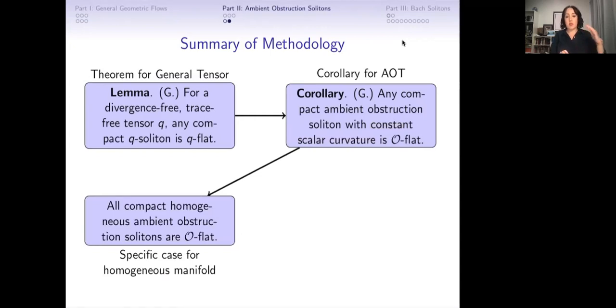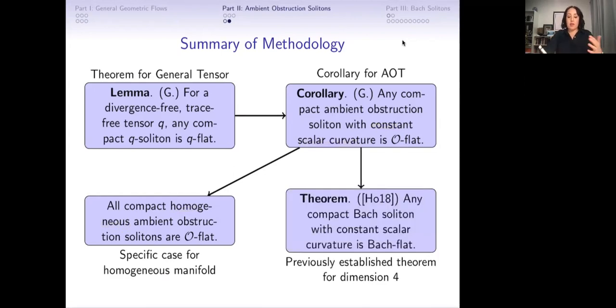So this gives me two conclusions. First, it points to the fact that all compact homogeneous ambient obstruction solitons are ambient obstruction flat. Why? Well, this is just a specificity on the fact that since all homogeneous manifolds have constant scalar curvature, this very quickly follows as a corollary to a corollary, if you will.